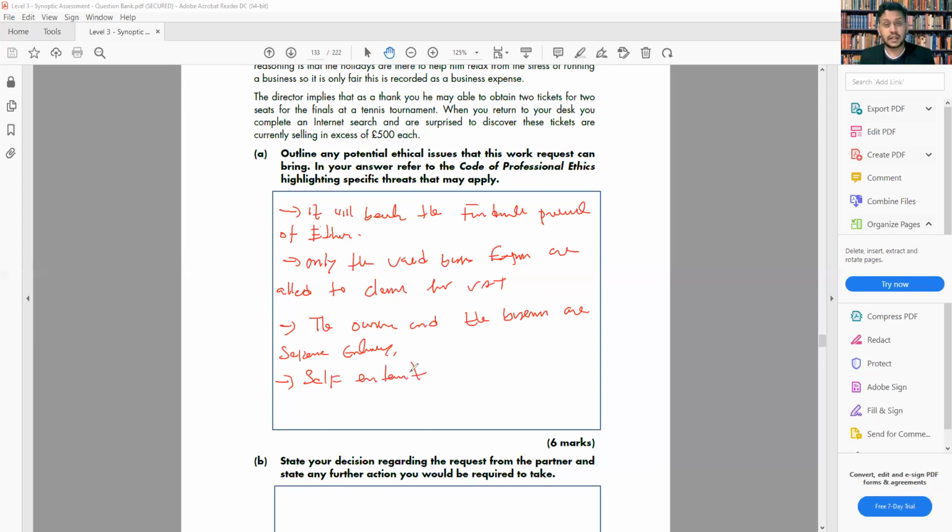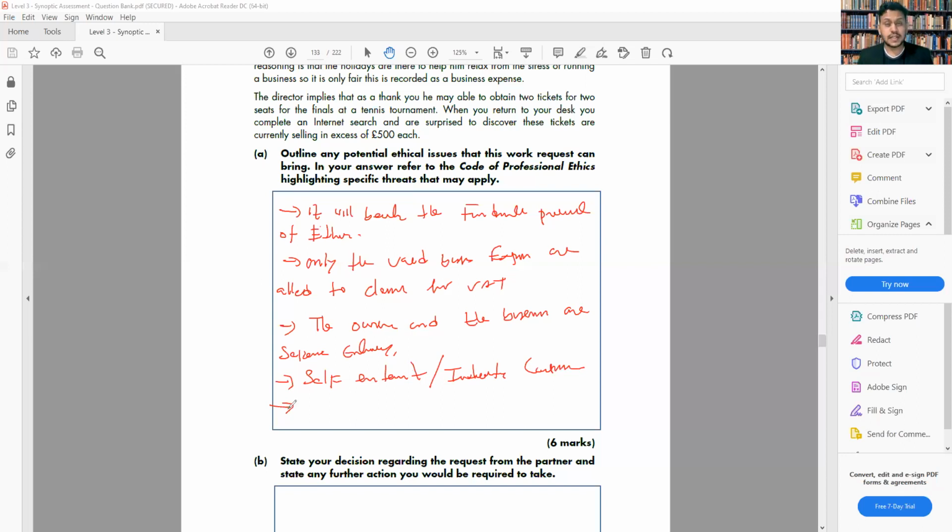Because if I do that, it will give me a personal benefit. If I follow his order, then I'll get a free ticket, and the ticket is quite expensive. So I can do it because I have some self-interest. The next one is compromising the integrity. Integrity will be compromised.